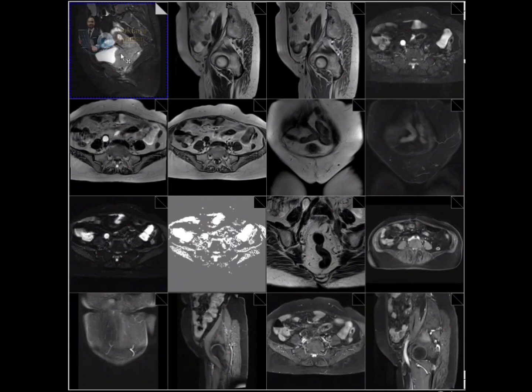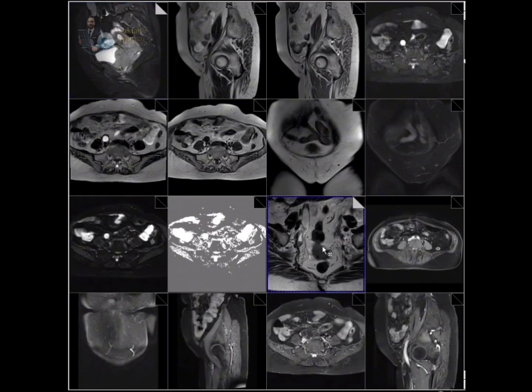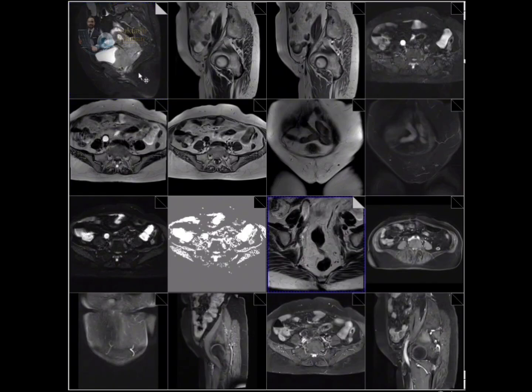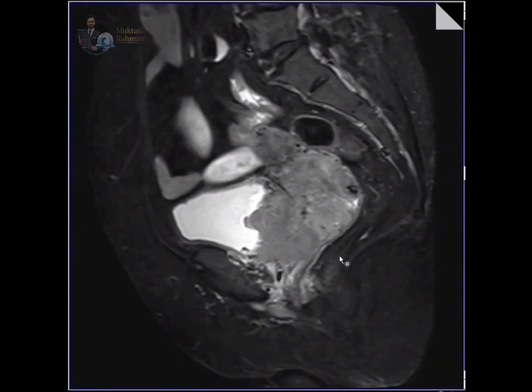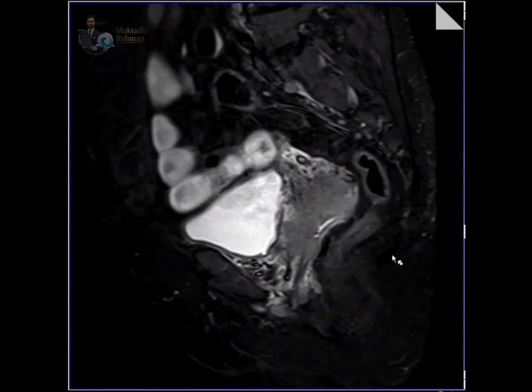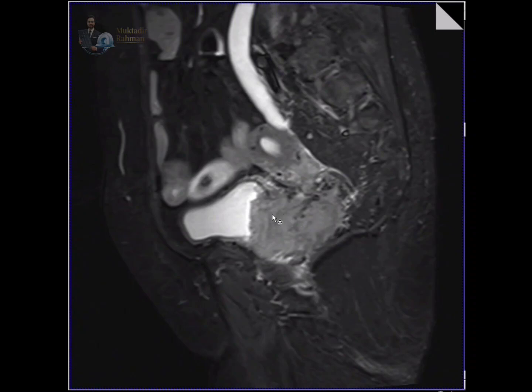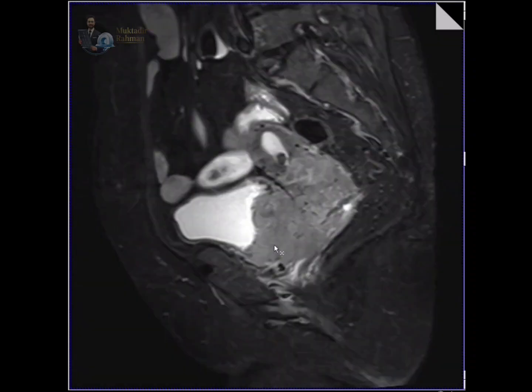Now let's get started. First of all, you can see here both are MRI of pelvis images. Now I introduce the first image. Look here. This is STIR sagittal images, and look here, the pathology is here right now.